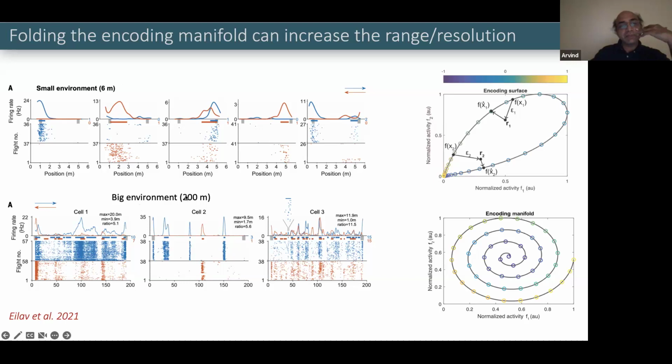But if you let the animals run over a longer arena, longer distances, then you suddenly start to see that the so-called place cells actually develop multiple fields. So in a way, it looks like for a small range of stimuli, when the animals have to represent small distances, they rely on a single peak, which would be something like this kind of manifold. And as soon as they enter a region where they have to represent large values, their encoding manifold gets folded. Here I'm just drawing a schematic of an Archimedes spiral, which is an optimal way of packing things.